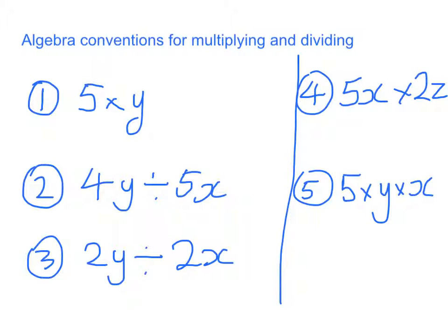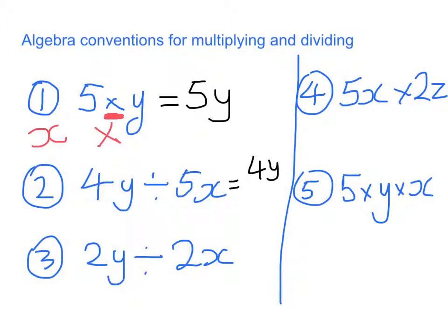I just want to go over the conventions that we use for multiplying and dividing more thoroughly. Is 5 times y. Right, now we know that's a times because it is an x like that and not an x like that. It's not curly. So that means 5 times y. To avoid that confusion, we write it like this, 5y. Right, the next one is 4y divided by 5x. So this will be 4y over 5x.